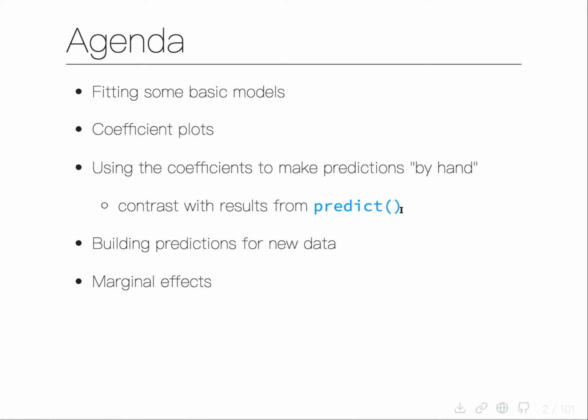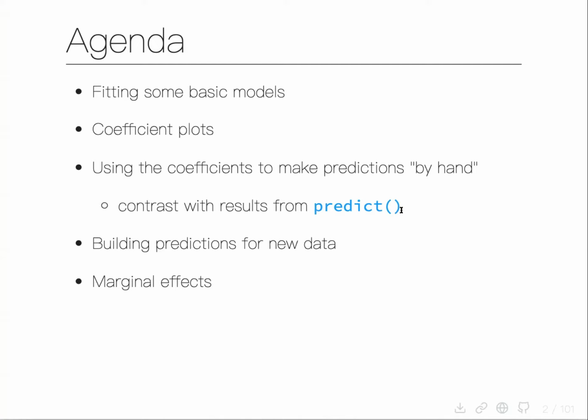So we're going to talk about fitting some basic models with R with lme4. And then we're going to use those models to create some different plots. So we'll start out with coefficient plots, which are probably among the easiest things to produce, but they're also probably among the least useful, in my opinion.